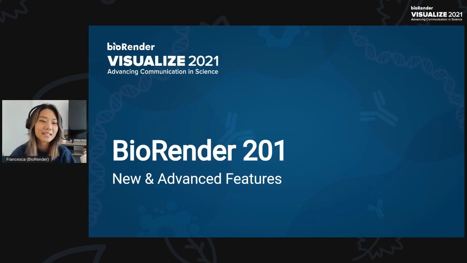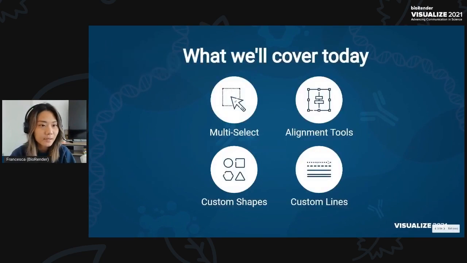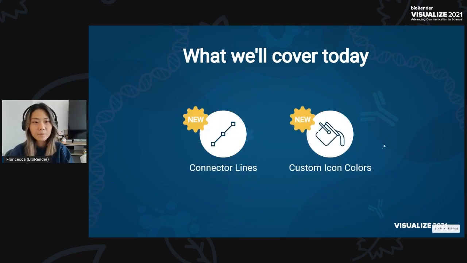So hello, everyone. As Jeff mentioned, my name is Francesca, and I'm just going to walk you through some of our newer and more advanced features, building on some of the concepts that Jacqueline already touched on. So basically what we'll cover today, I sectioned it off to 4 major features that I thought were super relevant in either customization or saving time. The first 2 are multi-select and alignment tools. The second 2 are customization tools for shapes and lines. I'm also going to be covering 2 new features, connector lines and custom icon colors, which I'm super excited to show you today as well.